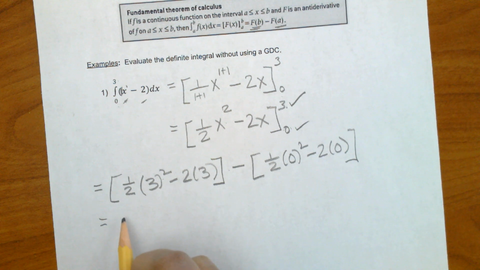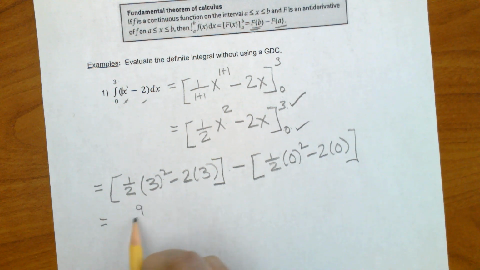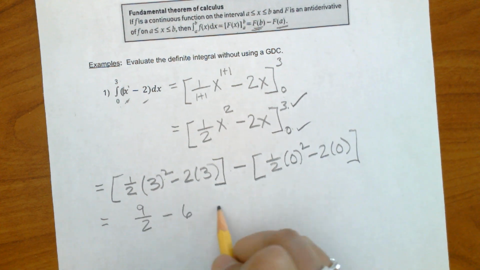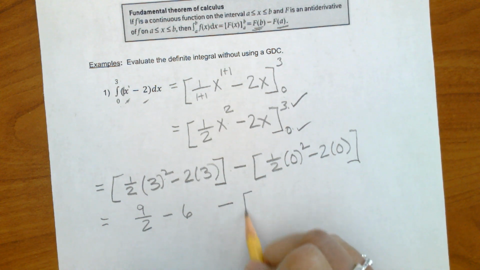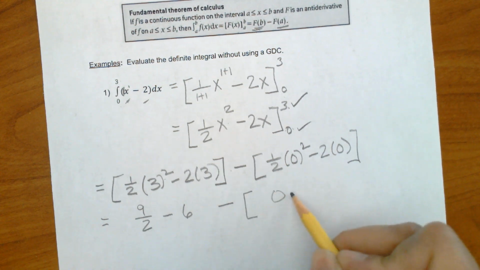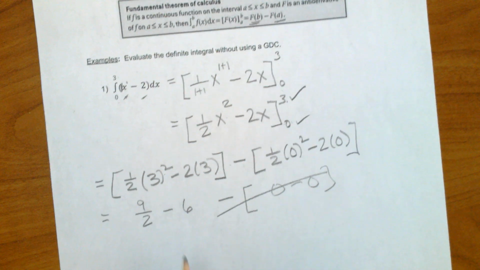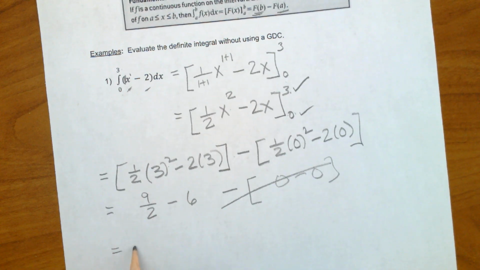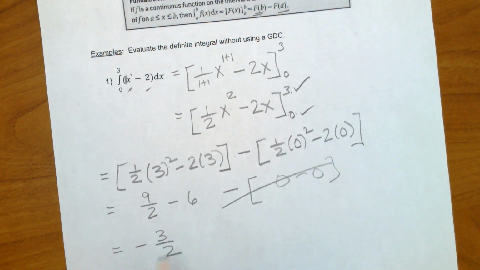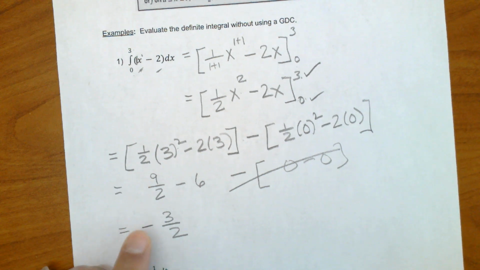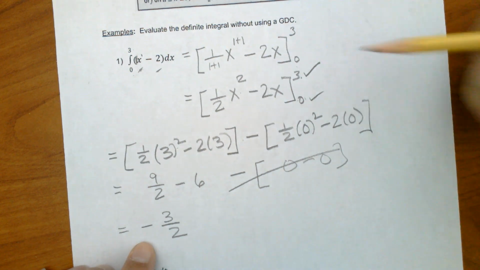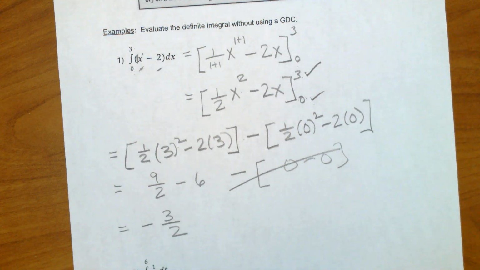Okay, let's do some math. So this is going to be 9 over 2 minus 6 minus, this actually is 0 minus 0, so that drops out. So I'm just at 9 minus 2, which equals negative 3 over 2. And so we get to that answer. So we find between 3 and 0, we have a negative 3 over 2. That's how to use the fundamental theorem of calculus. Okay, explaining it, I can make another video, but this is how to use it.